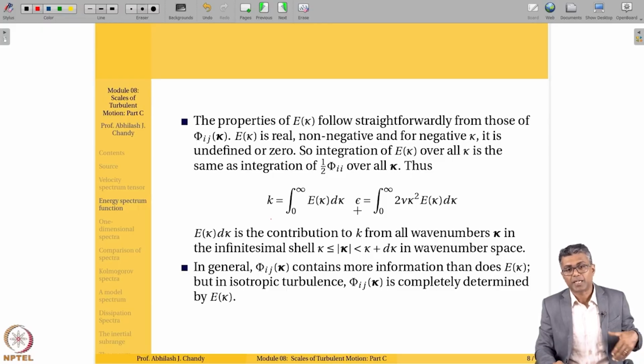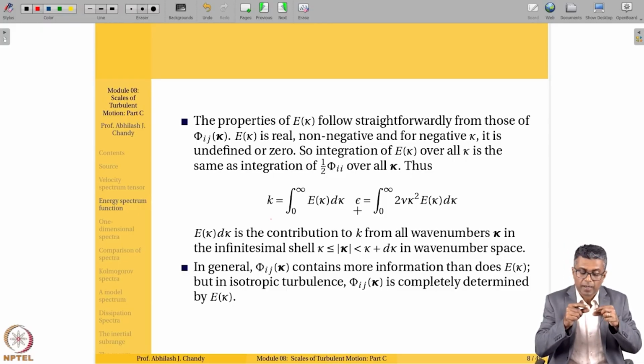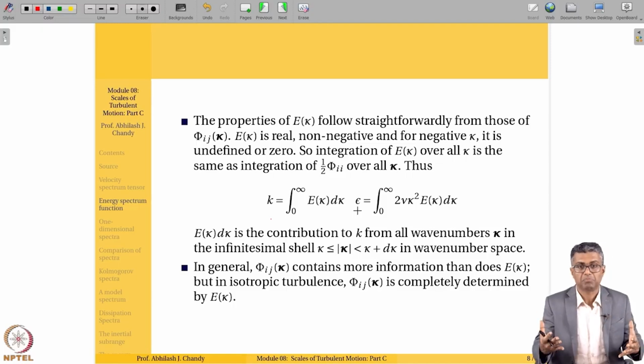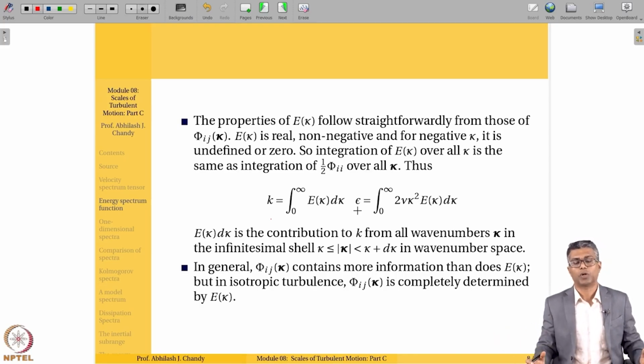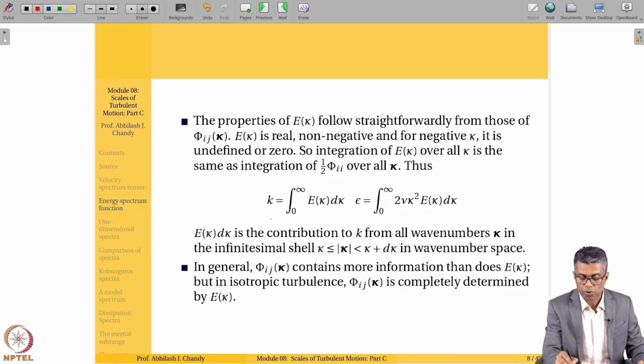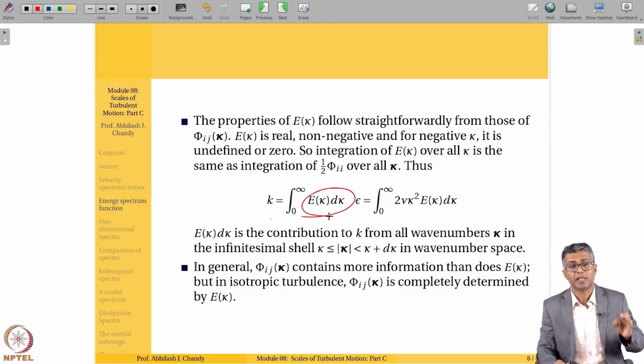And then to calculate the kinetic energy, you divide your sphere into multiple shells, and for each shell you calculate the energy, and then you add all those up to get the total energy. That's essentially what you're doing. So E kappa d kappa is the energy associated with a single shell. If you integrate it or sum it up over all the shells, you get the total kinetic energy.